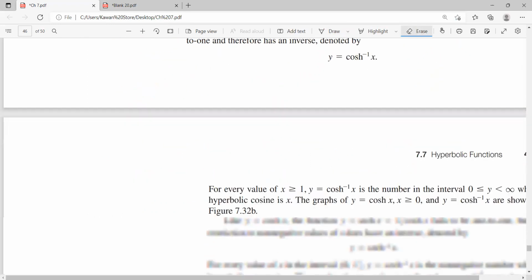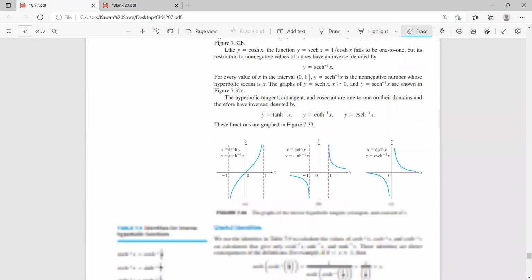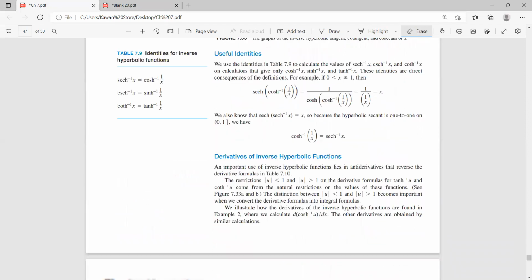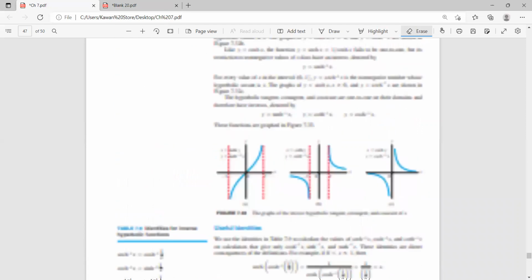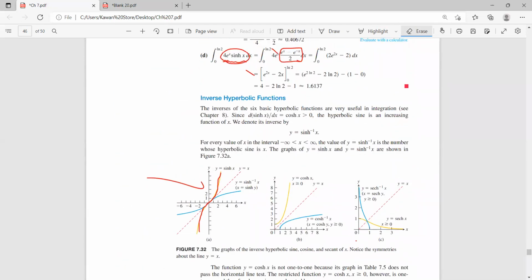How about the others? You can see the others also: tanh, cosh, and so on. Do you get the idea or not? So first of all, we try to make them one-to-one. Then later we try to find the inverse. Okay.